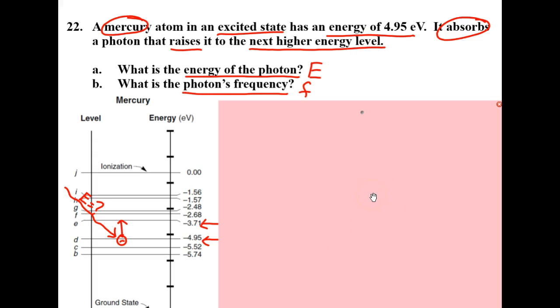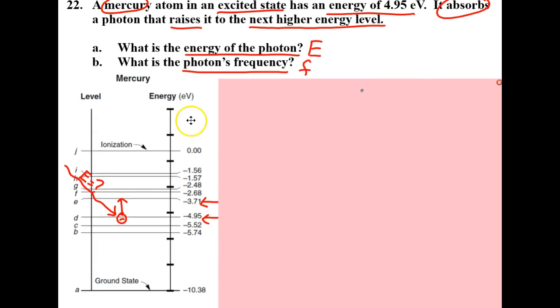A couple key terms to recognize in here. First of all, let's back up. The mercury atom is in an excited state and has an energy of 4.95 electron volts. So you look on the energy level diagram for mercury and find where it's 4.95, and here we are. It's in the D state. To say that it absorbs a photon and raises to the next higher energy level means the photon is going to come in and excite the electron even more to the E state. So it's going to go from D up to E, and that would be an absorption of a photon.